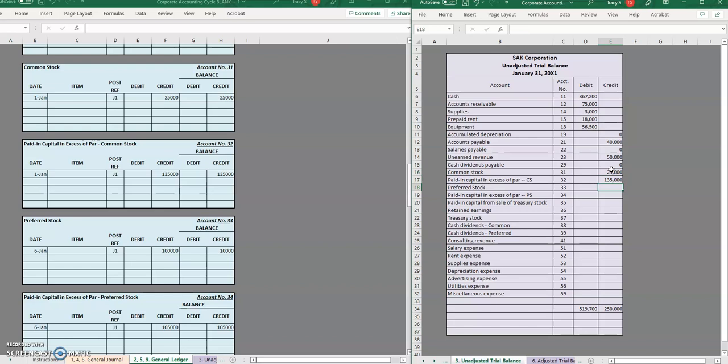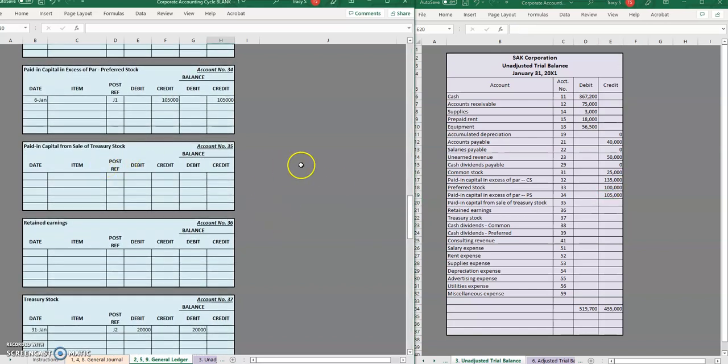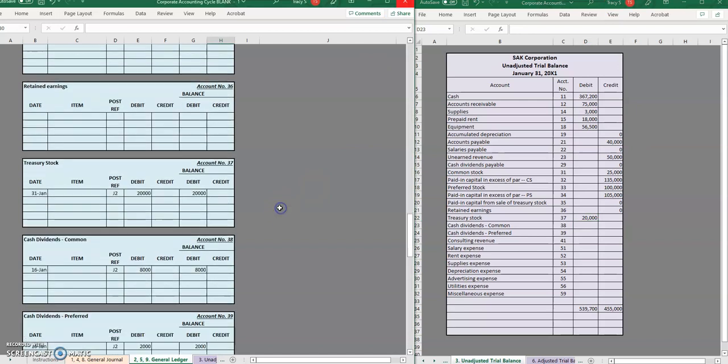$135,000 for paid in capital for common stock, $10,000 for preferred stock. Oh, that's another error actually. Careful on those. I was going way too fast. There you go. $100,000 for preferred stock, and then $105,000 for our paid in capital for our preferred stock. Same thing for paid in capital from sale of treasury stock. That has a normal credit balance, so we're going to put the zero in there. Same thing for retained earnings. Treasury stock is a $20,000 debit balance.